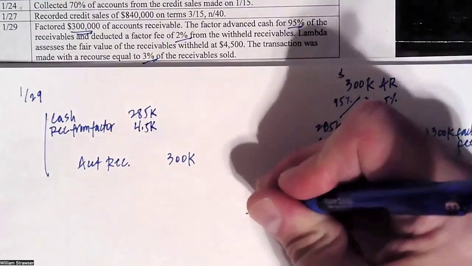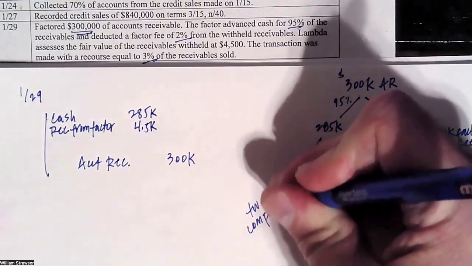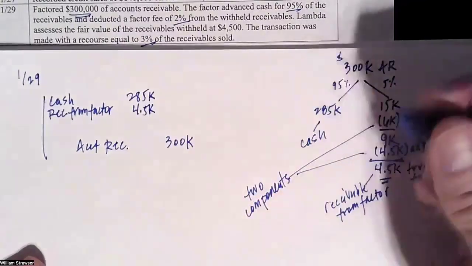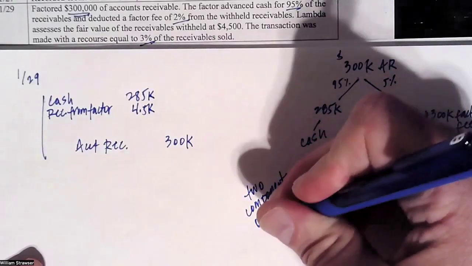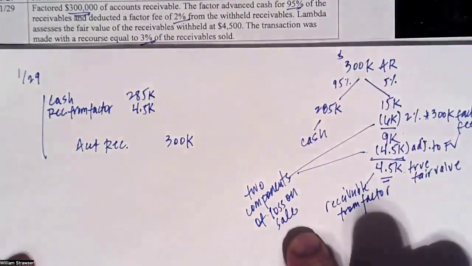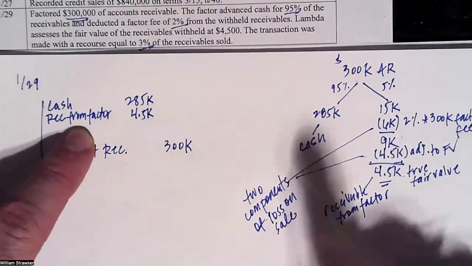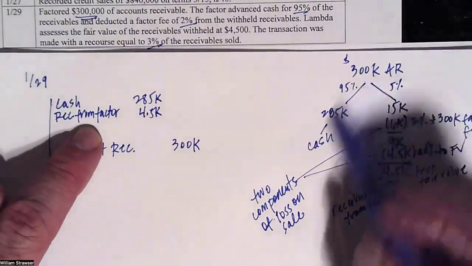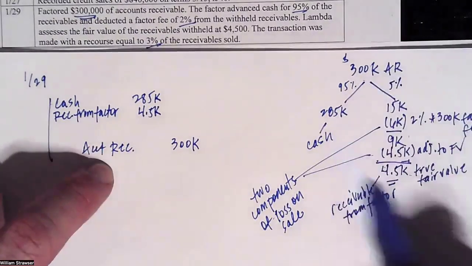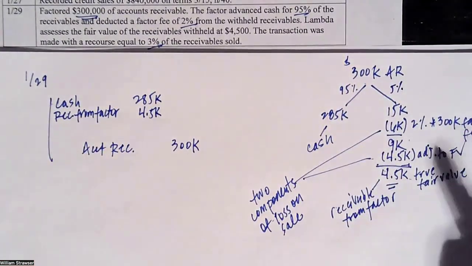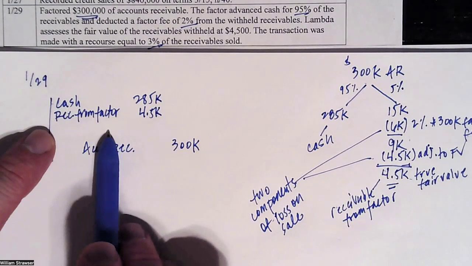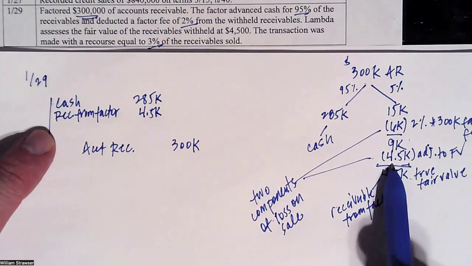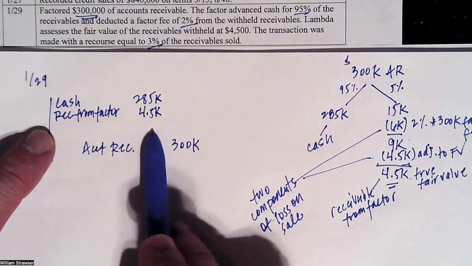These will be two components of the loss on sale that I'm going to record here. But there's a third component that doesn't quite fit in here. This would be the deal without recourse. At that point, if this was without any recourse, you would just record this and then a loss on sale for 6,000 plus 4,500, 10,500 altogether.